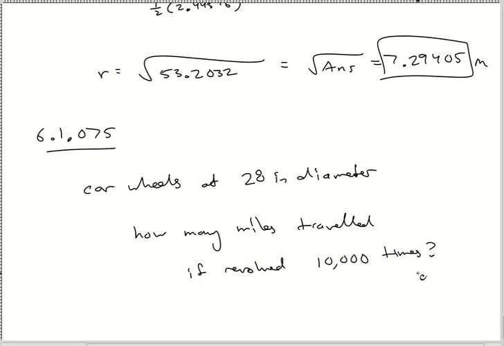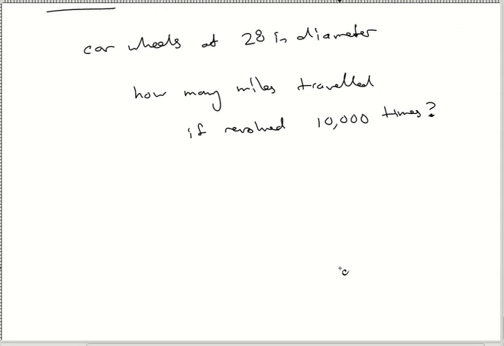Now you're thinking 10,000 times your wheels go around. That's a lot. I don't think that's a lot. I think that's, honestly, you got a wheel, you're going 10,000 times around. You're probably doing that just driving to school or something. So how are we going to get this to work? Well, it says how many miles travel. Let's just talk about this.